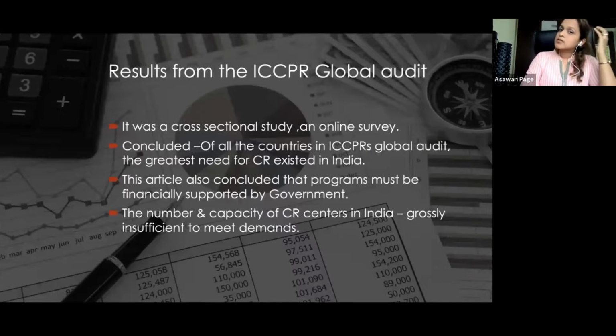So as we say, there are results from the ICCPR global audit, a cross-sectional study which I came across, and it was an online survey. It concluded that of all countries in that audit, the greatest need for CR existed in India. And this article also concluded that programs must be financially supported by government, which we know we are still paying out of pocket for all the cardiac rehab services.